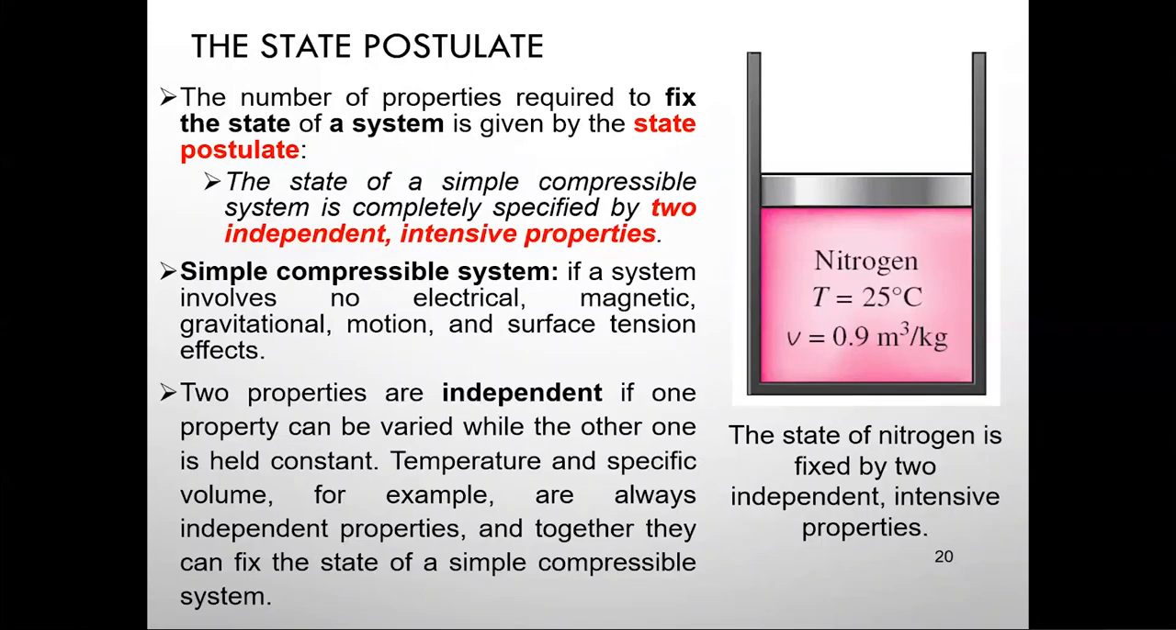So far, we had discussed the state postulate, and we said that the states of the system can be defined by two independent intensive properties. All right. Now, once you know that state can be defined by two independent intensive properties, we'll now be moving on towards the understanding of the term process.